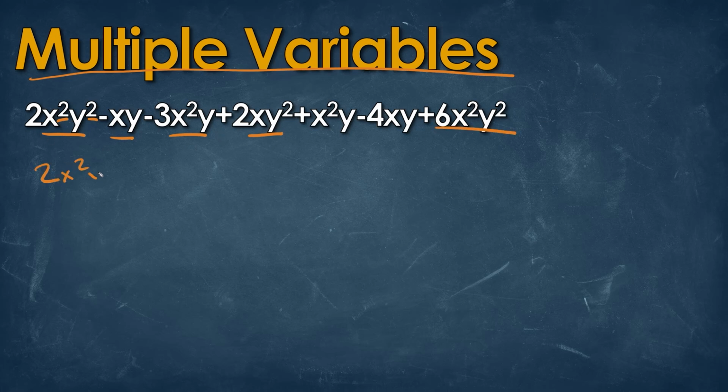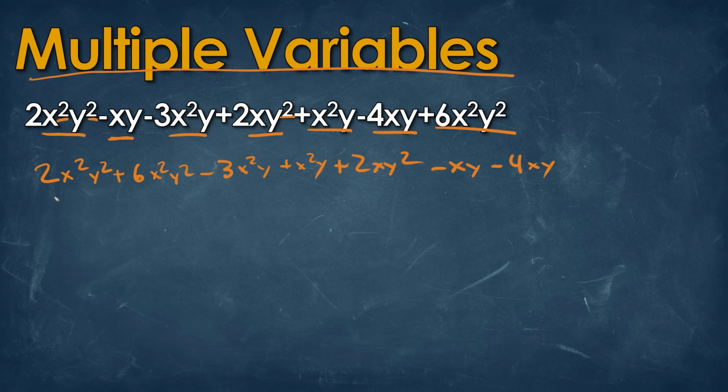So we've got 2x squared y squared plus 6x squared y squared. And then what we'll do, again, we always go in order of the alphabet. So it looks like we have an instance of x squared y, and it looks like we have two instances of that. We have minus 3x squared y plus x squared y. Now, since we've added those together, we want to look for any instance where we have x y squared, because again, that is going to follow the alphabet as well as the exponents. So it looks like we have one instance of that, which is 2x y squared. And then following that, it looks like we just have xy. So that's going to be minus xy minus 4xy.